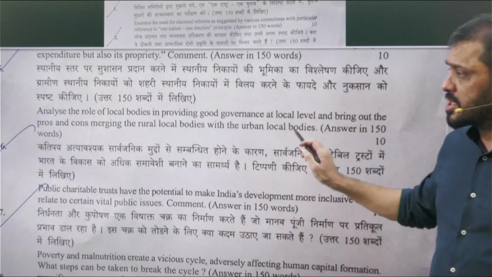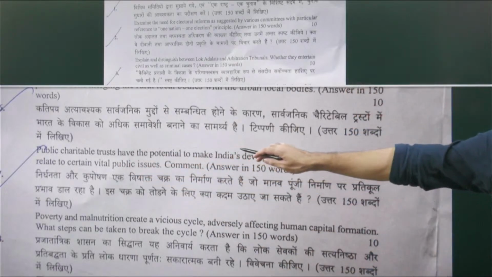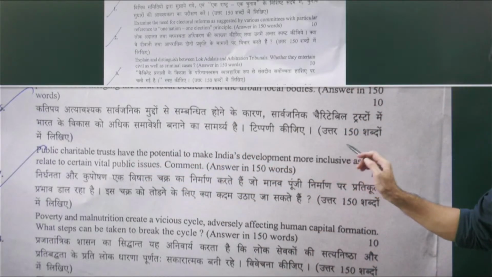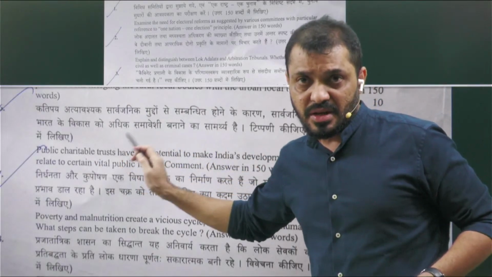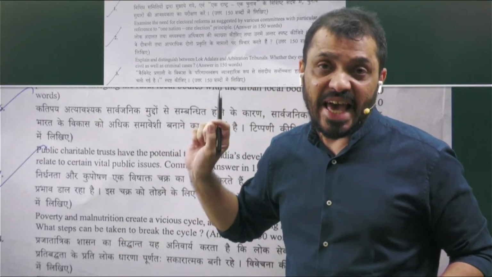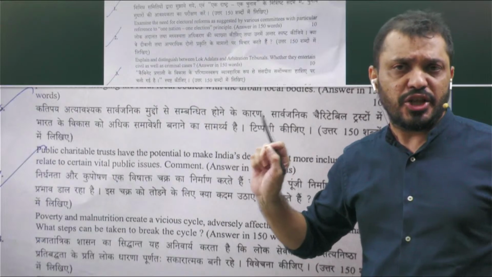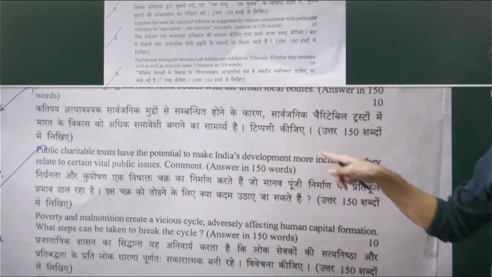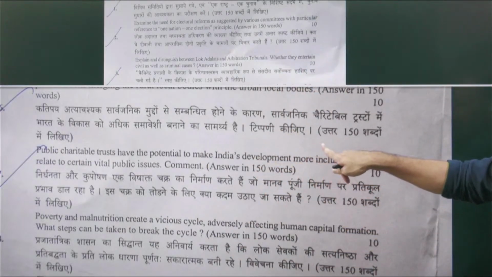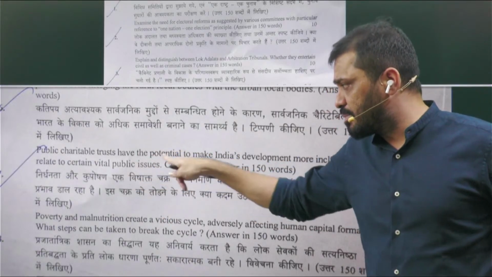Next topic, question number 6. Public charitable trusts have the potential to make India's development more inclusive. This is about public charitable trusts, which are part of civil society organizations, CSOs. What is that? You know that as a part of civil society organizations, we have trusts, NGOs, and various other bodies also. So this asks about public charitable trusts, and how they make Indian development more inclusive as they relate to certain vital public issues.